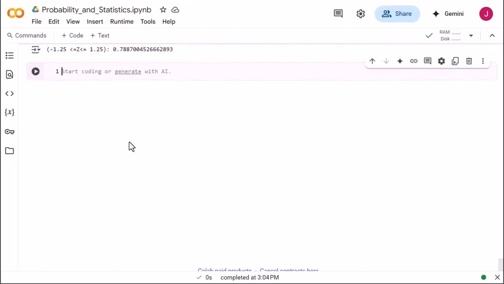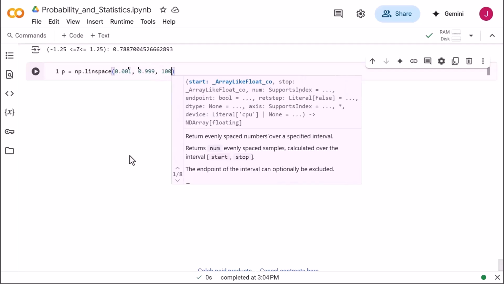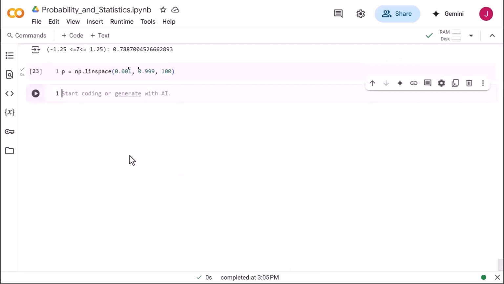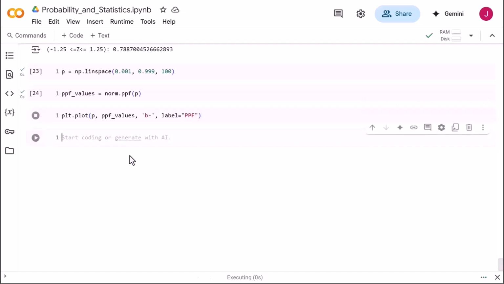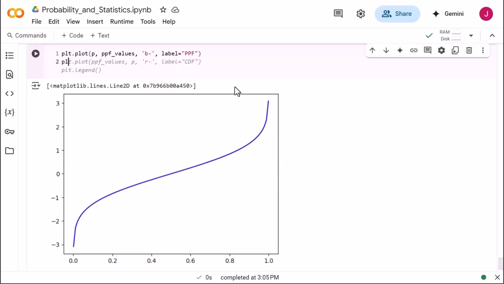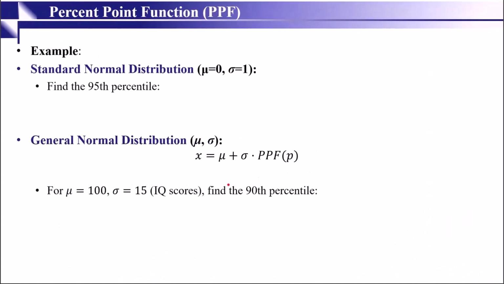Now I want to plot the PPF. For PPF, p is equal to np.linspace from 0.001 up to 0.999, and I will get 100 values to avoid 0 and 1. Then the PPF values are norm.ppf of p values. Then I will plot it. So plt.plot of p and ppf values, and the color should be blue, and label it as ppf. So here we go. This is the line, plt.grid. Okay, so this is the plot for ppf. Two examples we will see.